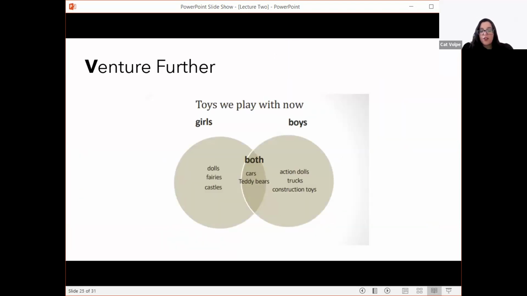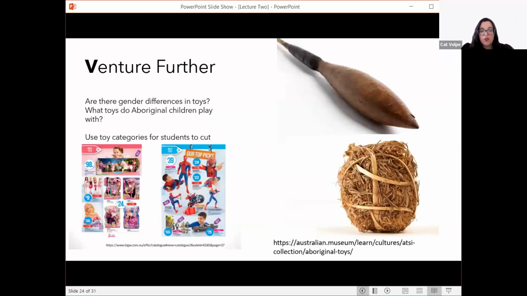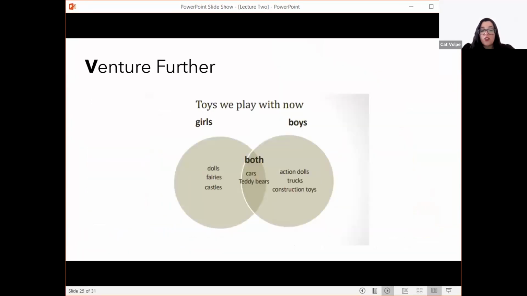So in the venture further stage, students need to be involved in some sort of activity that can give them the opportunity to answer the question that they've been asked. So they've been given information sources like the ones here on this page, and then they are asked the question and been able to put something into some sort of activity.